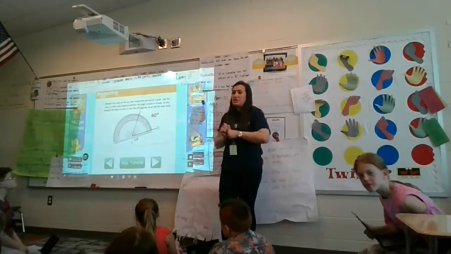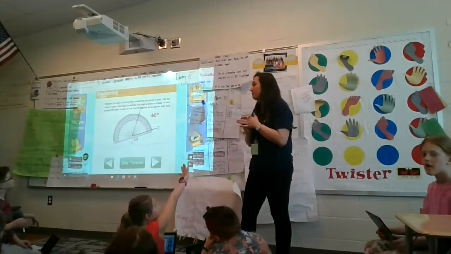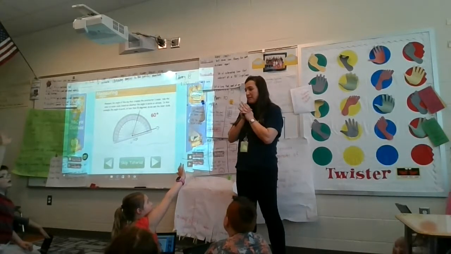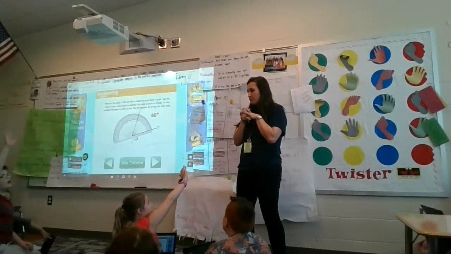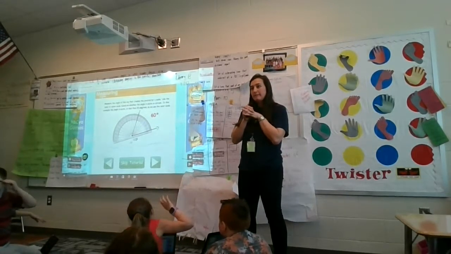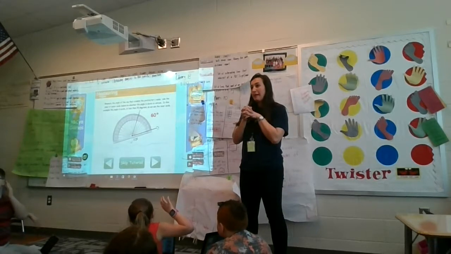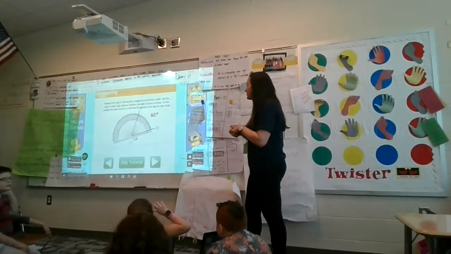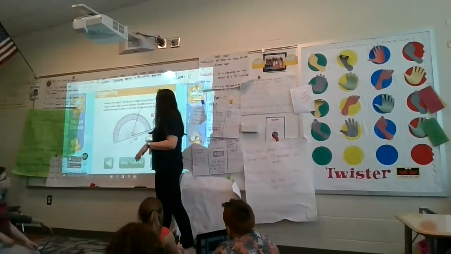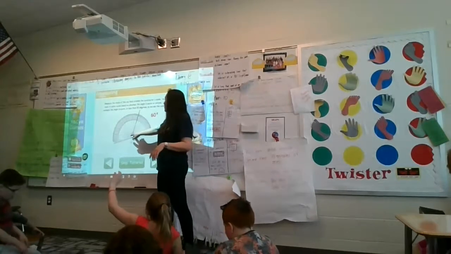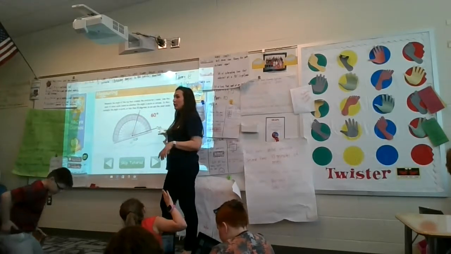What else is important to know when we're using our protractor? What else is important to know? Carly? Very good. So you have to move the protractor so one of our lines, our rays, is on the baseline. Okay? And so we're able to measure our angle.